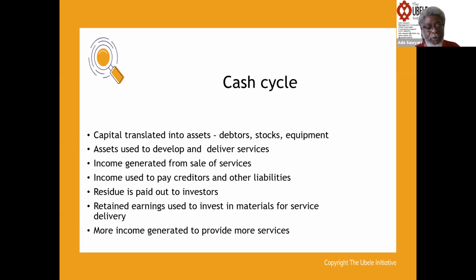The income that comes is used to pay creditors, if we accrue it, and other liabilities that we have. The residue, if it's a business, is paid to investors. Most of this is retained to buy materials for the next cycle. So that cash cycle just goes round and round. And in some cases, more money is always made.